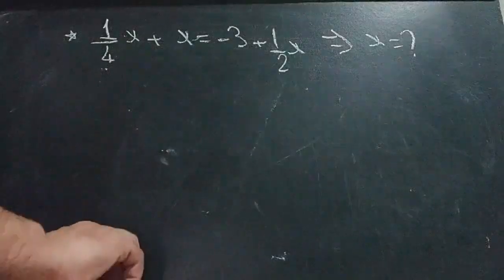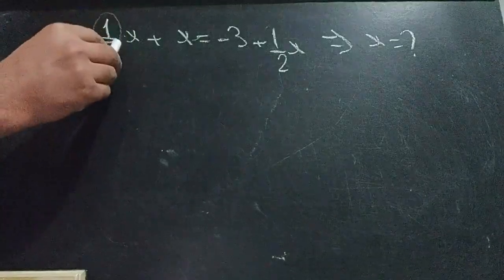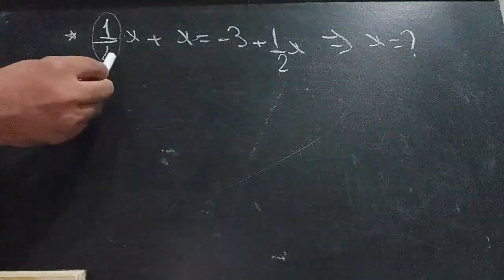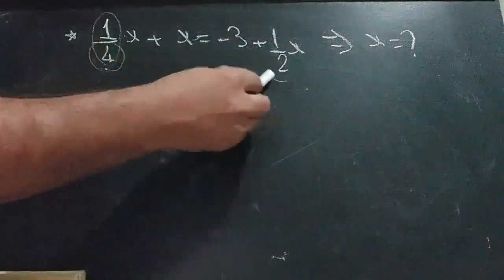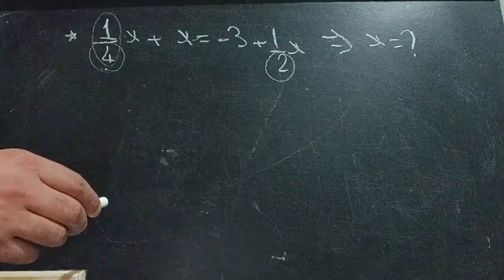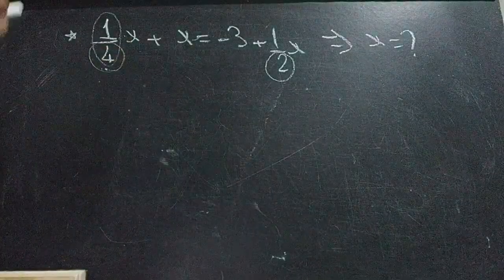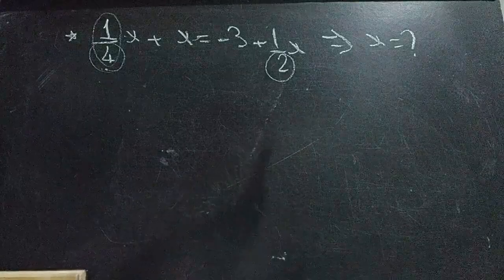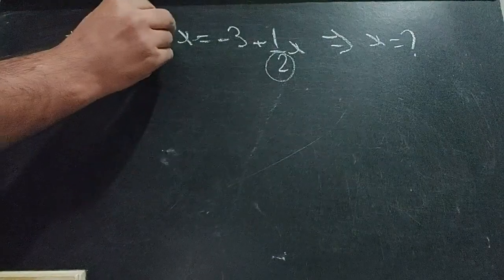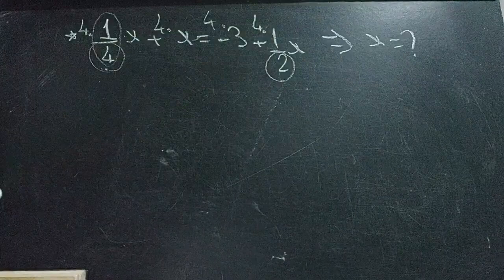Alright, now when you have rational numbers, fractions, in a linear equation, what do you do? You will check the denominators of the rational numbers, 4 and 2. What is the LCM of 2 and 4? Which is 4. So you will multiply all terms by 4.